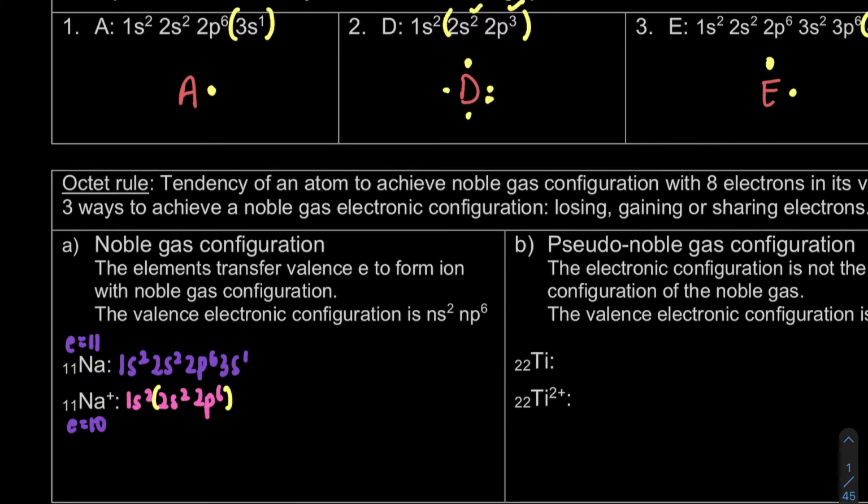Okay, for another example, I have 12 Mg. So the number of protons is 12. The number of electrons is also 12, since it's a neutral atom. Okay, so I'm going to write down the electronic configuration. But now it has not reached octet yet. So how do we achieve octet?